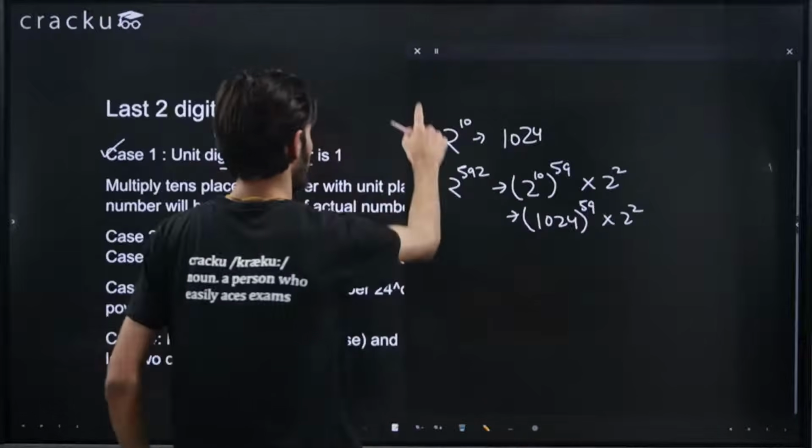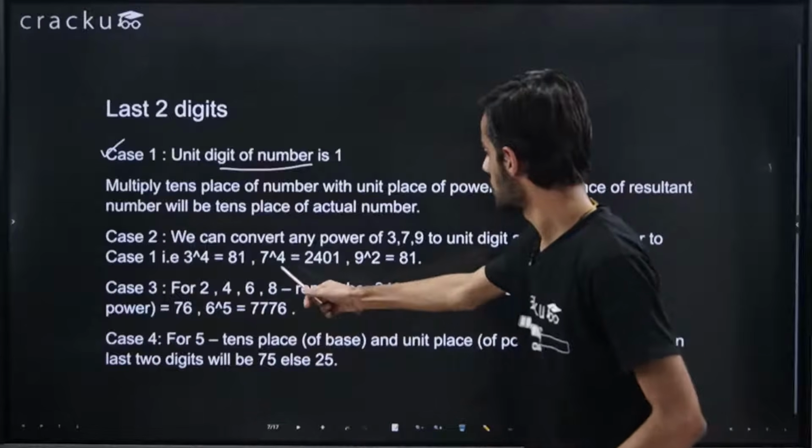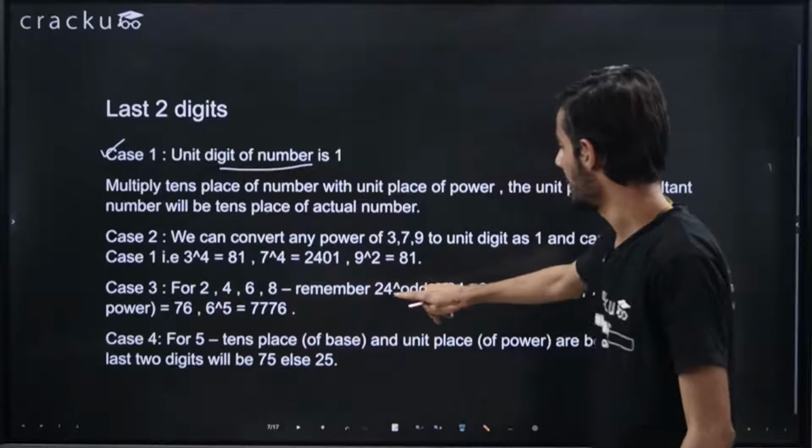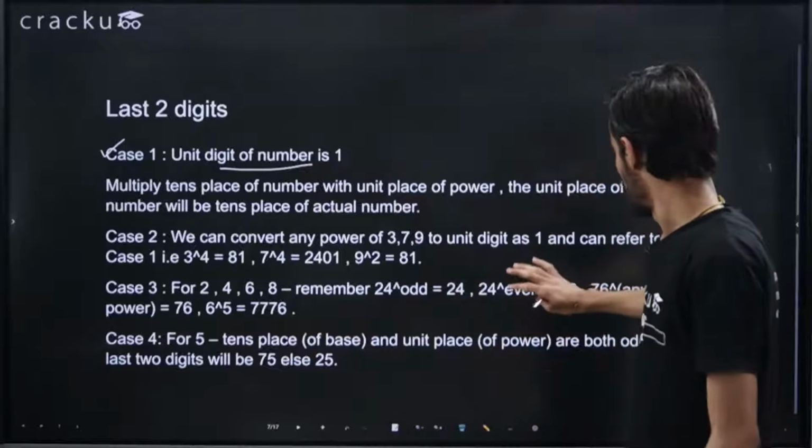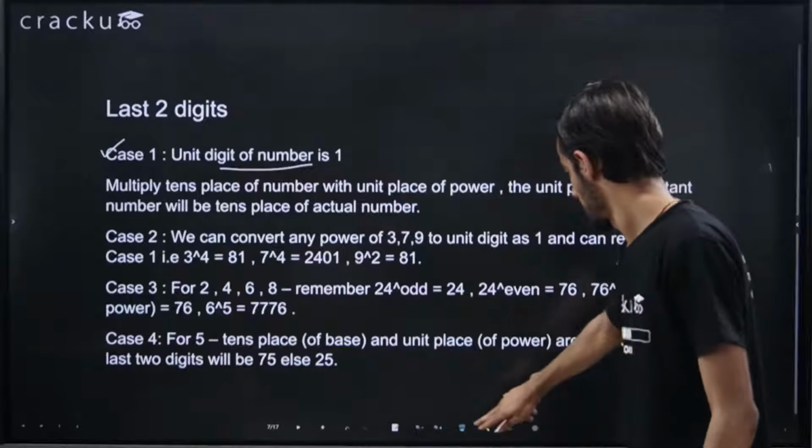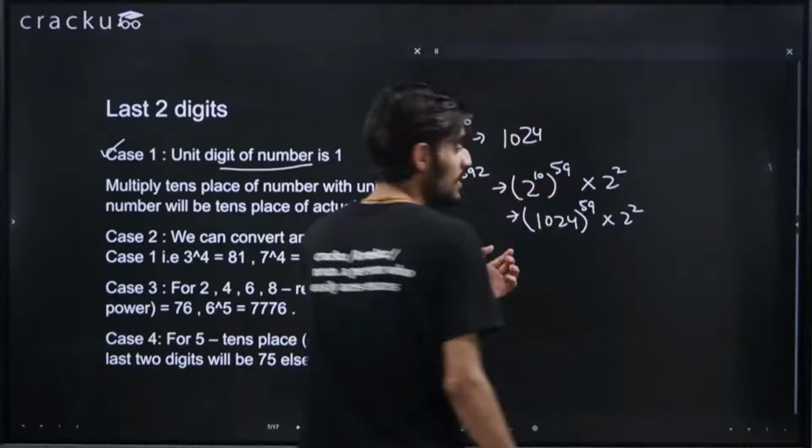See again, one more thing. Like here also, I have written that you need to remember that 24 raised to power odd is 24 and 24 raised to power even is 76. So you can just check it for smaller values, right?